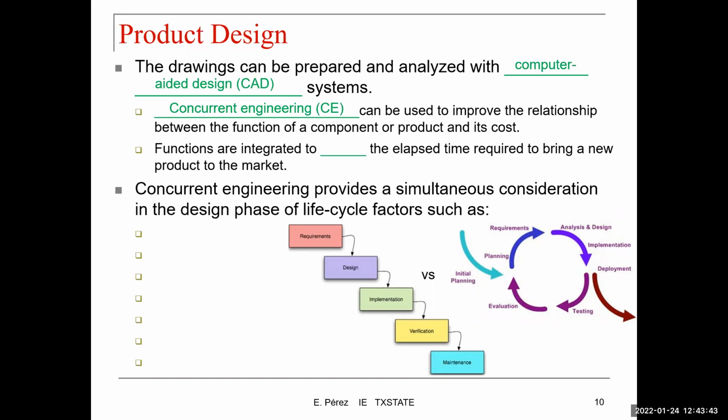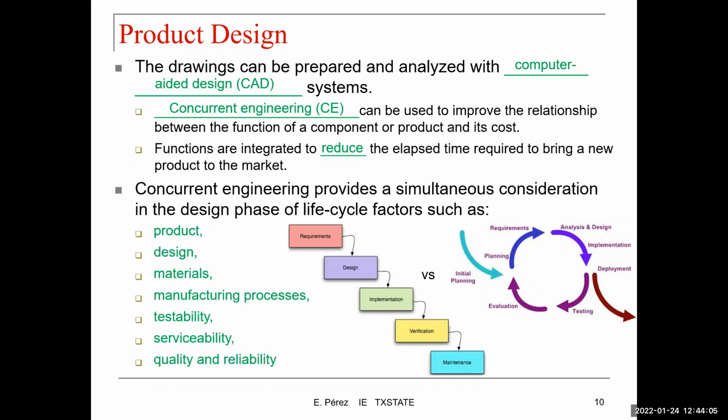So concurrent engineering can be used to improve the relationship between the function of a component or product and its cost. In this, functions are integrated to reduce the elapsed time required to bring a new product to the market. Concurrent engineering provides a simultaneous consideration in the design phase of the life cycle factors, such as the product, design, materials, manufacturing processes, testability, serviceability, and quality and reliability.